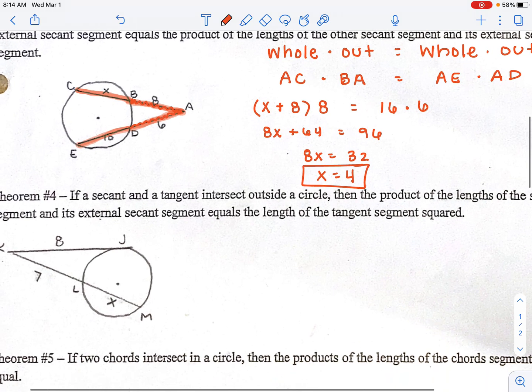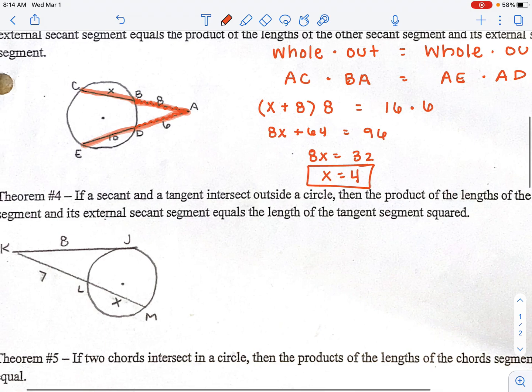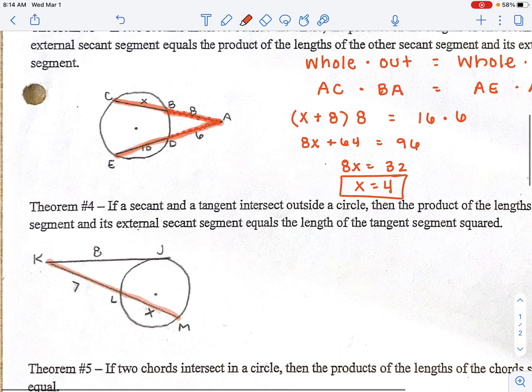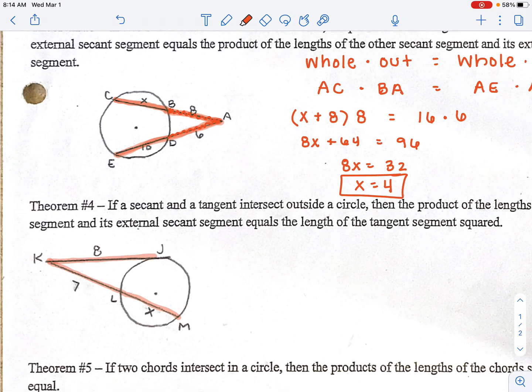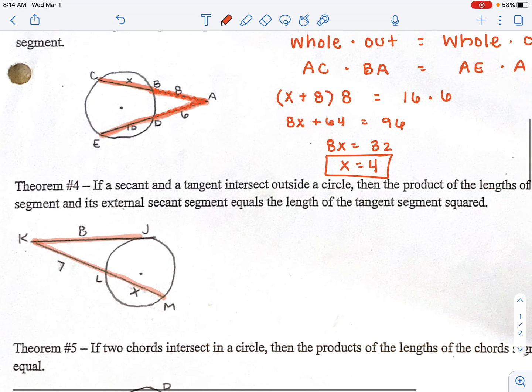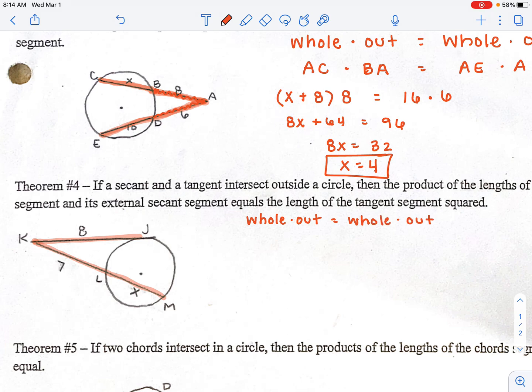This next one is when a secant line, which in our instance here is K to M, meets a tangent line, which is KJ. It has the exact same formula as the last one, whole times outside equals whole times outside. So I'm going to write it down. Whole times out equals whole times out.